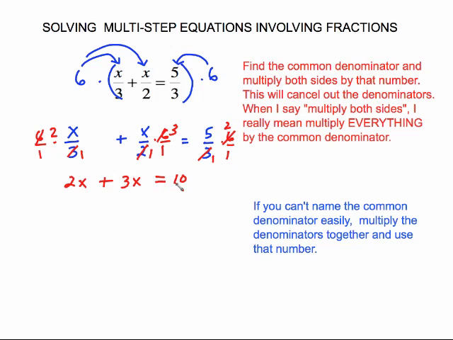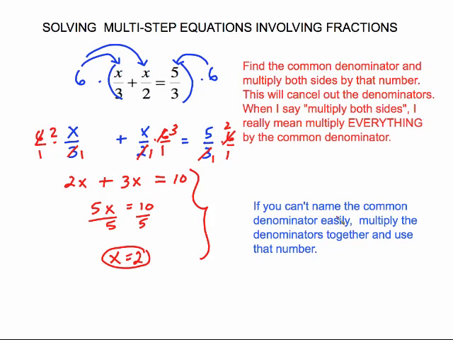And look at that equation now. There are no fractions. It's a simple equation to solve. Combine your like terms. 2x plus 3x is 5x equals 10. Divide both sides by 5, and x equals 2. So once we get rid of the fractions, this part should be pretty easy for you.